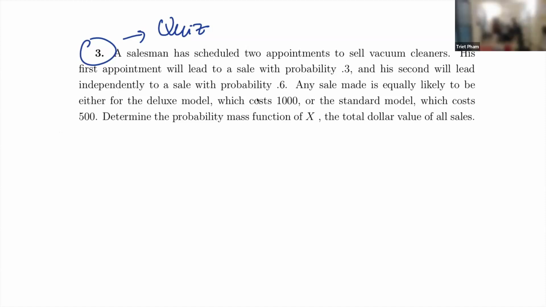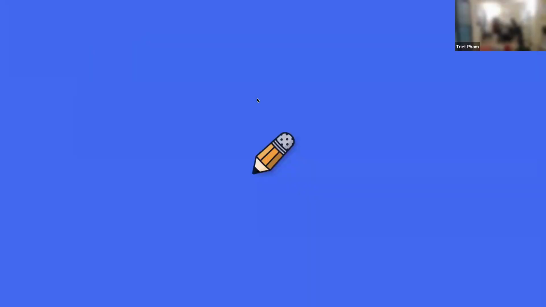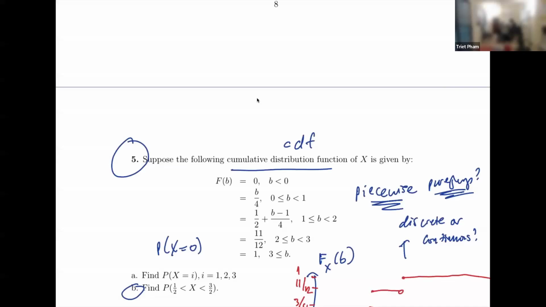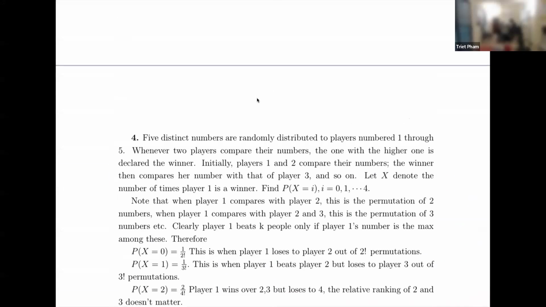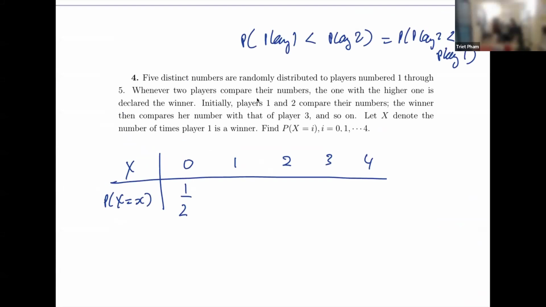All right. Any question before we continue? Right. So here, probability X equal to 0, which is player 1 not winning any game, is 1/2. Next, probability X equals to 1.